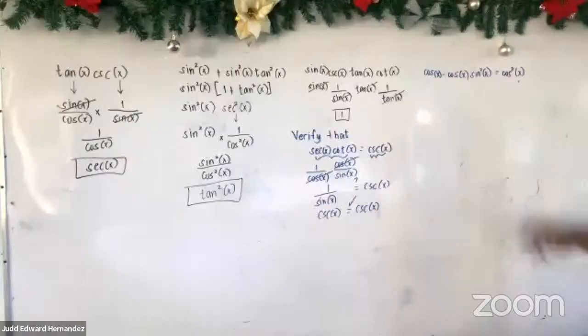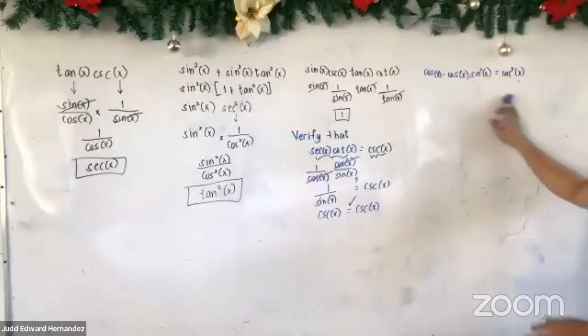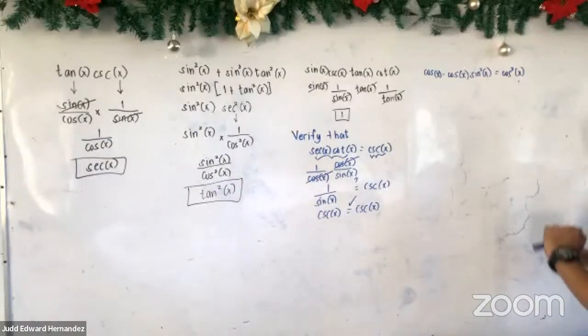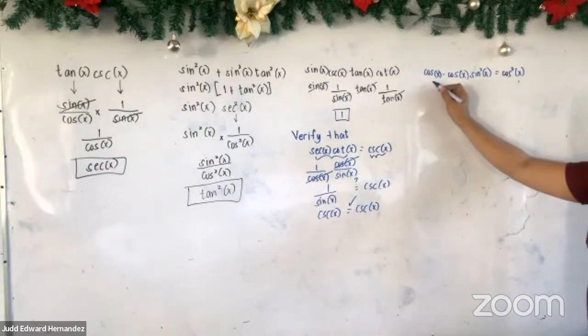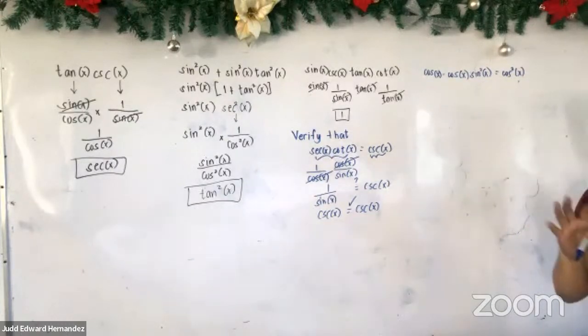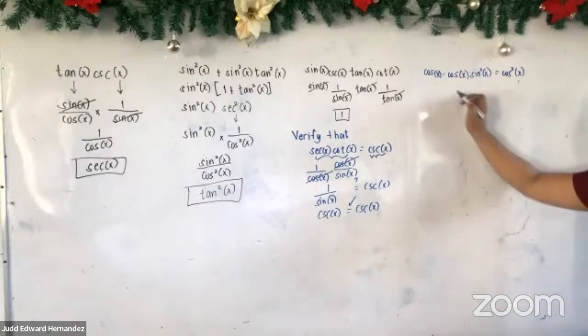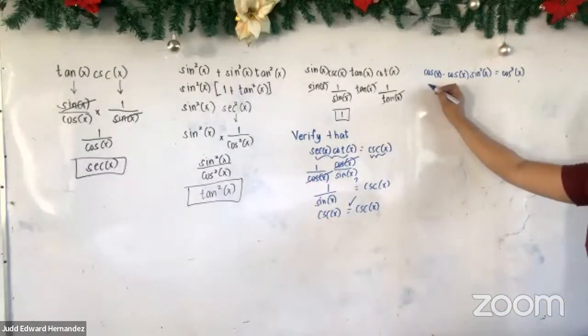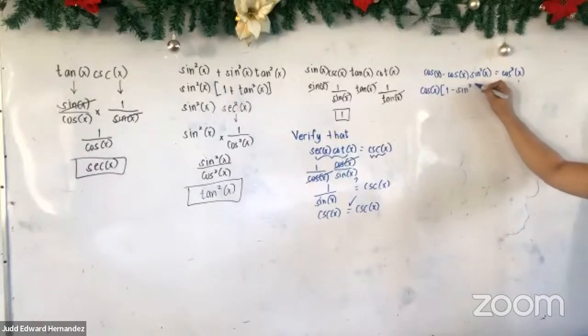Okay. Kasi kung ako yung tatanungin nyo, yung gagalawin ko yung right side. Pero since pinili nyo yung left side, galawin natin yung left side. This becomes cosine of x minus cosine of x times sine squared of x. Makikita mo agad that there is a common term. And what is that common term? Cosine of x po. Cosine of x. Factor out cosine of x. Therefore, this becomes 1 minus sine squared of x.